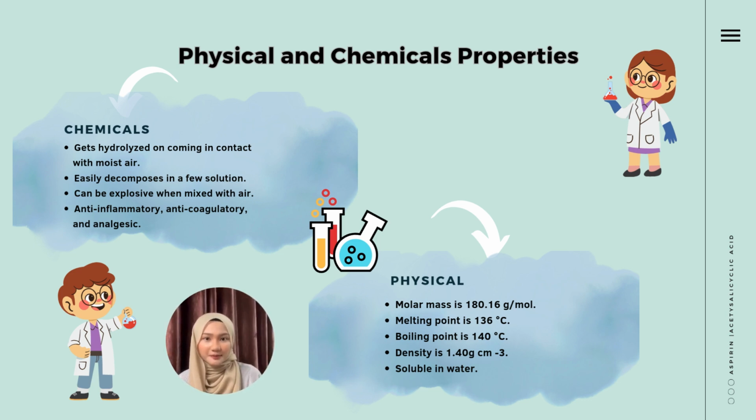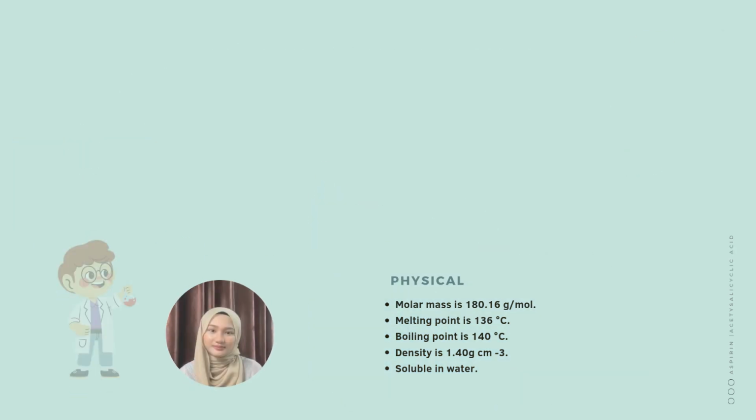For the physical properties, its molar mass is 180.16 grams per mole. The melting point is 136 degrees Celsius and the boiling point is 140 degrees Celsius. Aspirin has a density of 1.40 grams per cubic centimeter and is also soluble in water.